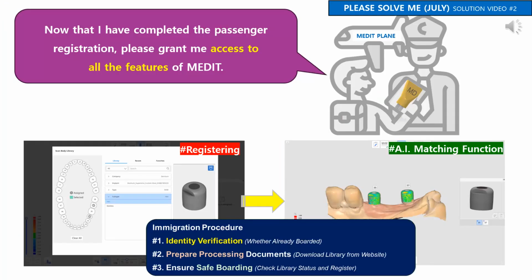Although it may be cumbersome, completing the registration of scanbodies is essential to not only ensure alignment, but also to utilize the strengths of Medit software, such as the AI matching feature. Therefore, after introducing a new scan body, avoid the hassle of asking the dental lab for alignment and instead register it yourself and perform the alignment. This concludes the answer to how to register new scan bodies.